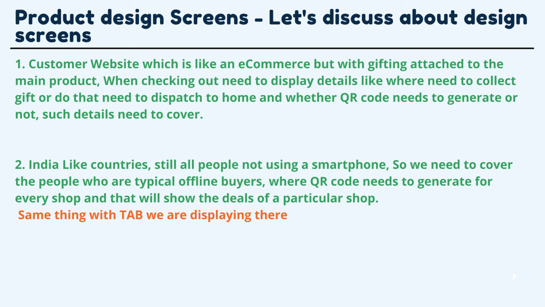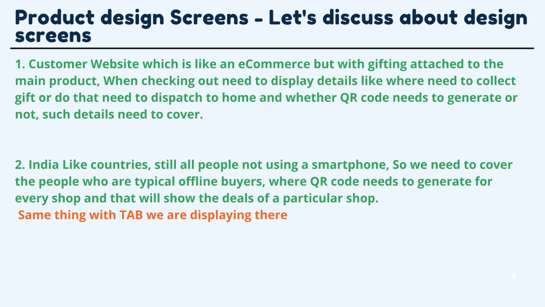Maybe with the tab they can purchase, or with the POS system which is there in the shops, and with the help of that they can purchase. If people directly walk into the store, even though they have a smartphone, they can scan and get all the information, all the deals information, and they purchase.